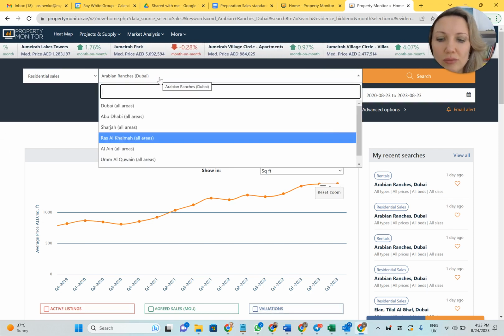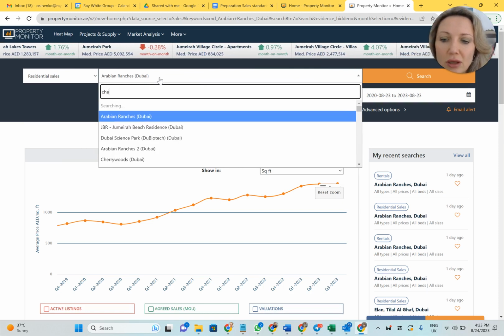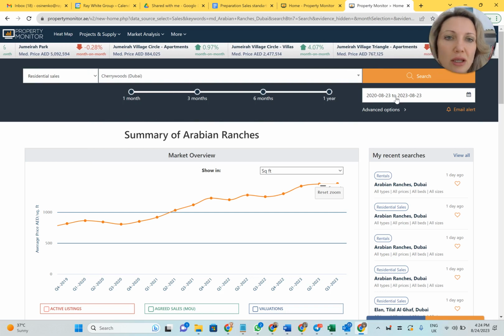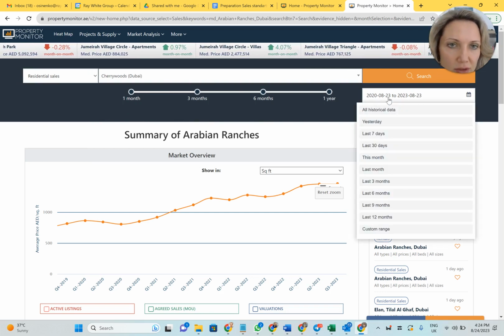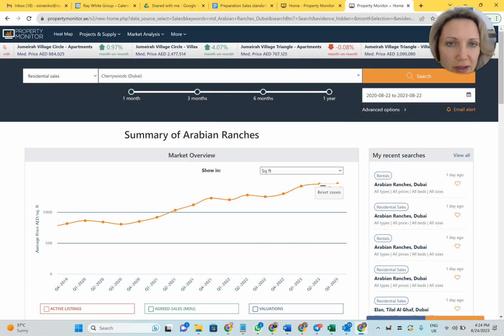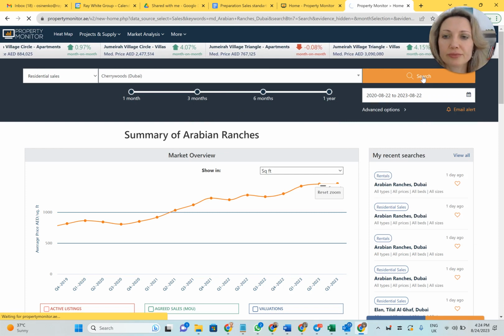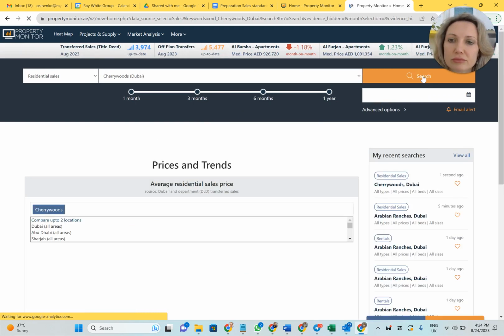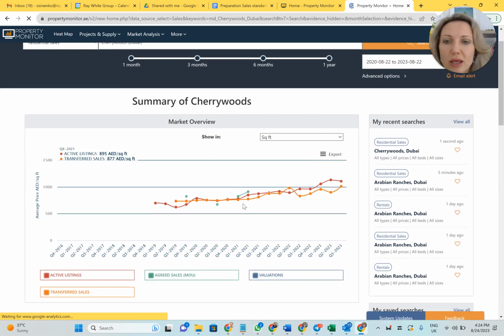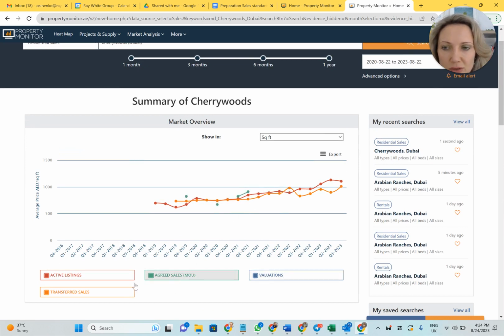Now I want to show you a bit of a different example. I'm going to be talking about Cherrywoods. The same, okay, so it's not the same. We have to do the custom range as well. Again, okay, it's fixed, fine, apply, search. Takes a bit of time, as usual. And now you can see again, agreed sales MOU, evaluations are not here yet, and transferred listing. The project is actually not handed over.